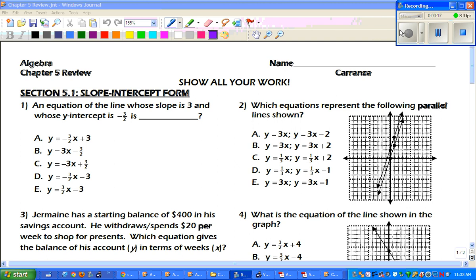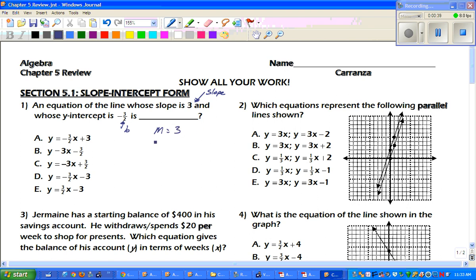First one is from section 5.1, slope-intercept form. It asks us to show which one of these is an equation of a line whose slope is 3. So this is our slope, and this is the y-intercept, that's the b. Okay, so the slope is 3, the y-intercept is 0 with that, okay?